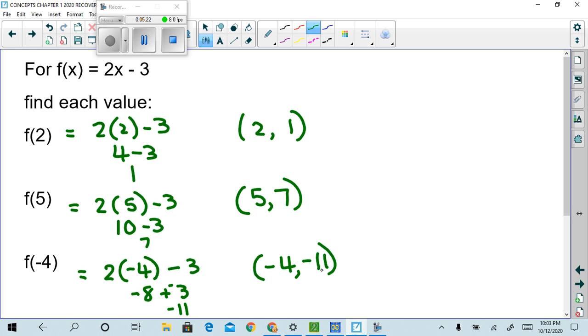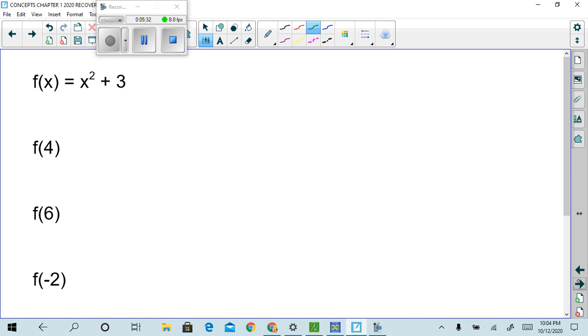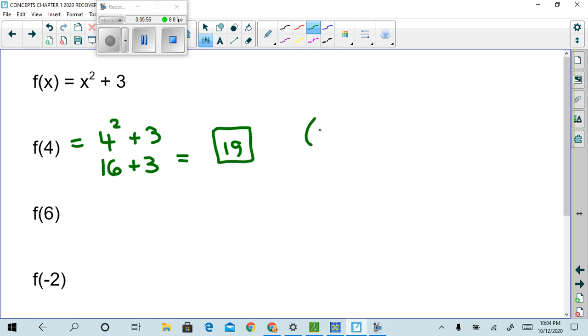Again, we could do a whole table of values, but now we're just being asked for one or two particular input values. Sometimes, instead of just having to the first degree or linear, you may have something to second degree or quadratic. We'll do the same process. We're going to take 4, and this time we're going to square it. Well, 4 squared, 4 times 4 is 16, plus 3 will give me 19. So that when I input 4, my output is 19.